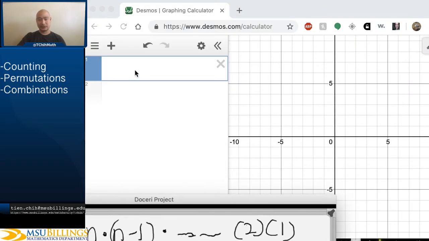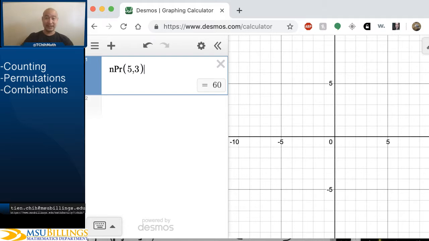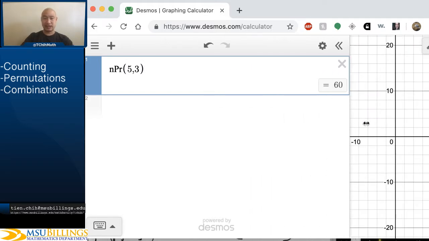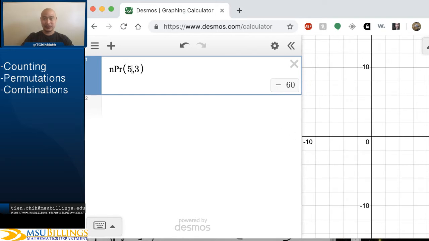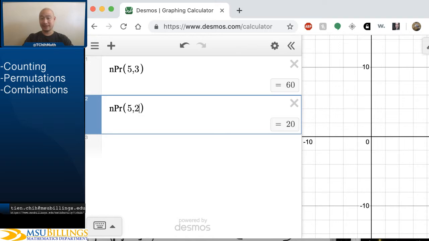But I just wanted to show how we can compute this in Desmos if we wanted to. So if we go nPr, 5, 3 is 60, like we had originally talked about when we did this by hand. And we should note that nPr 5, 2 gave us 20, like we had said it would be. If I put in 1 there, it was 5, like we said it would be. If I put in 4, it should be 120, like we said. And if I put in 5, it's also 120, like we said.